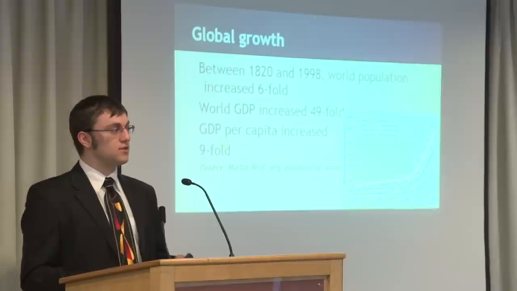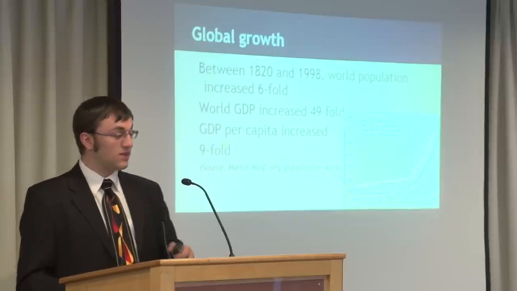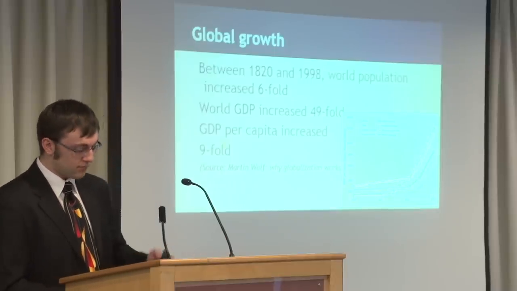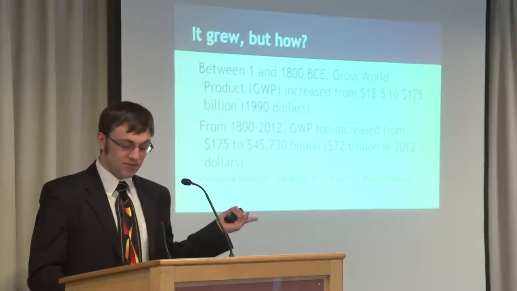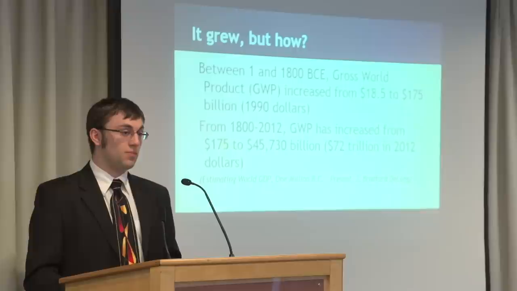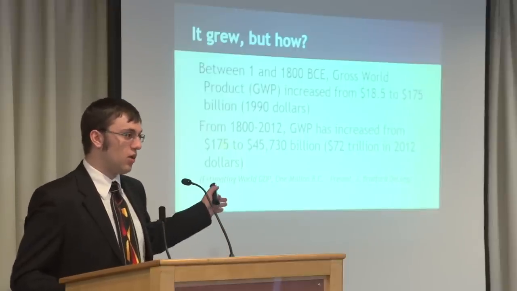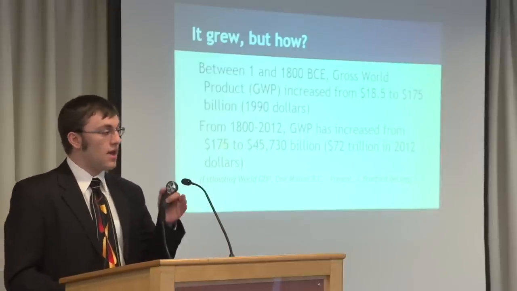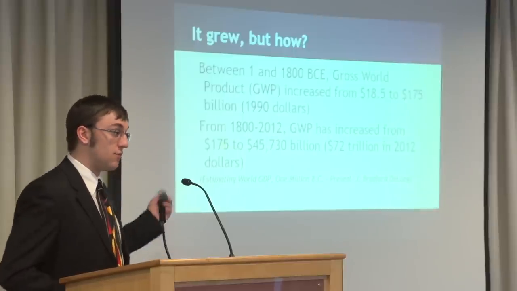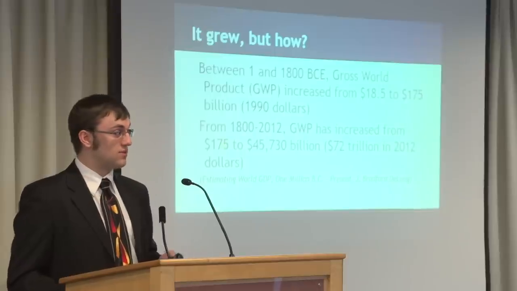In these two centuries alone, we have had growth that has been exponential, and it's been faster than any other growth that we have ever seen in humankind. In numbers, as you can see here, in 1800 years, world GDP only increased several hundred billion dollars from year 1 BCE to 1800. However, in the past two centuries, world GDP has increased from $175 billion to well over $70 trillion in today's dollars.